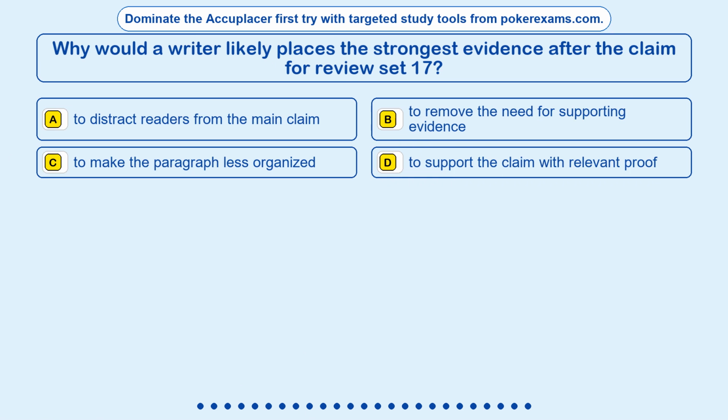Question 16. Why would a writer likely place the strongest evidence after the claim for review set 17? Option A, to distract readers from the main claim. Option B, to remove the need for supporting evidence. Option C, to make the paragraph less organized. Option D, to support the claim with relevant proof.